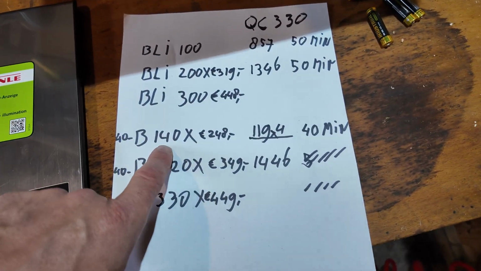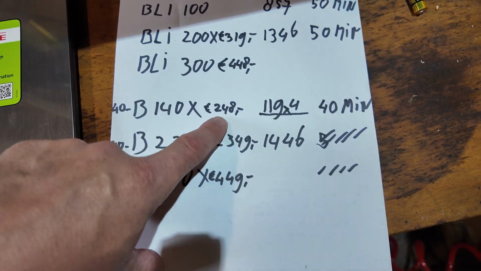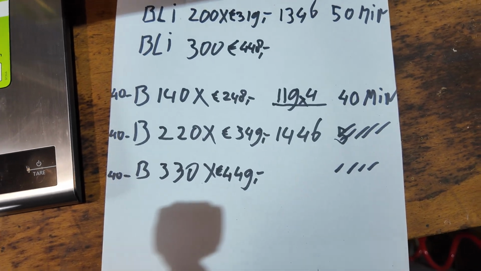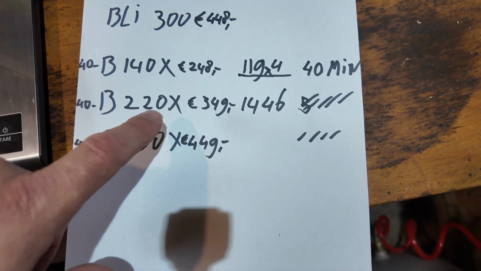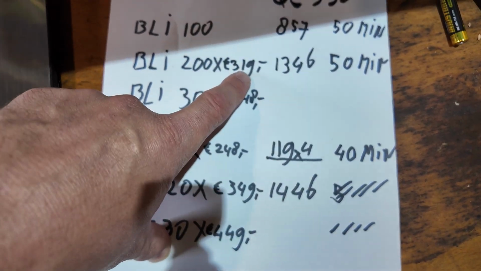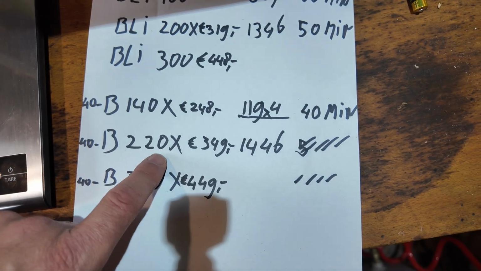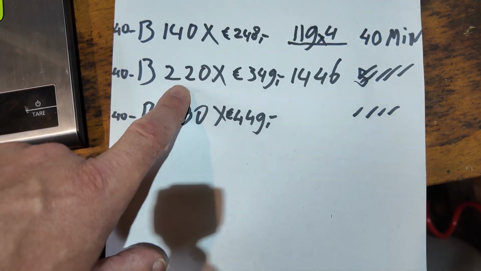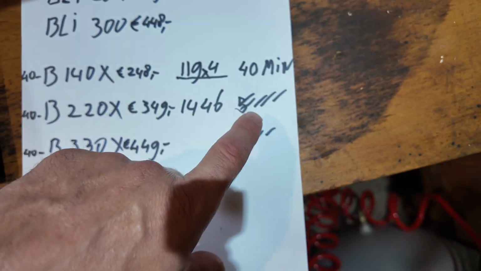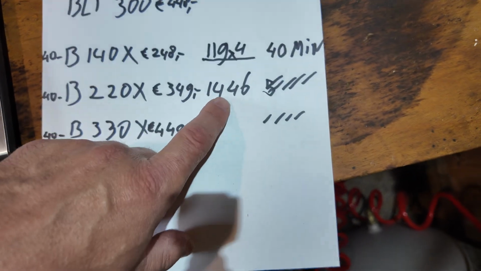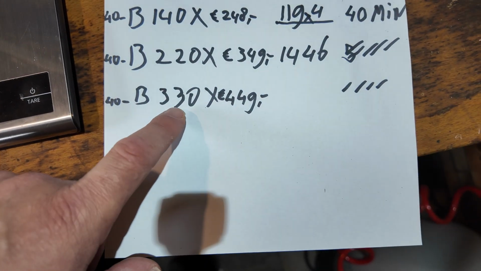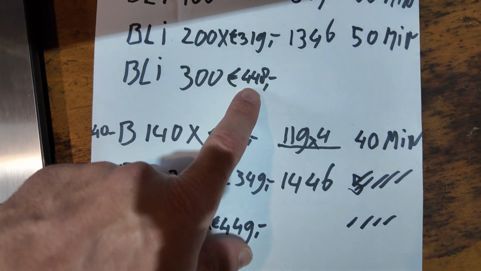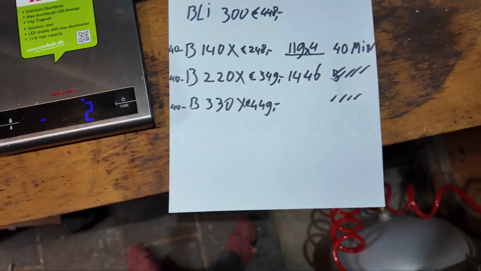So you can buy these B140s for 248 euros, at least at my store. It differs from store to store and country to country. And to give you an idea, the 200X is 319 euros, the 220X, the new one, 349. So it's only slightly more expensive, but it will give you more energy. It will give you new technology, shorter loading times, and it's only 100 grams heavier. The 330 will cost you 449, and the old 300, 448.